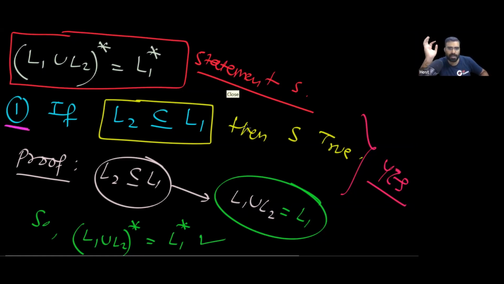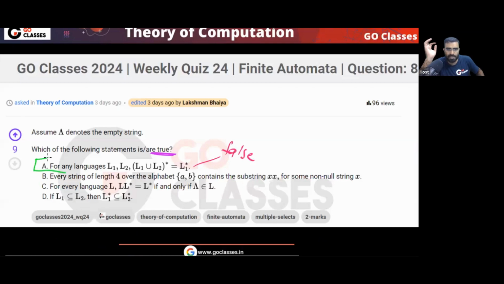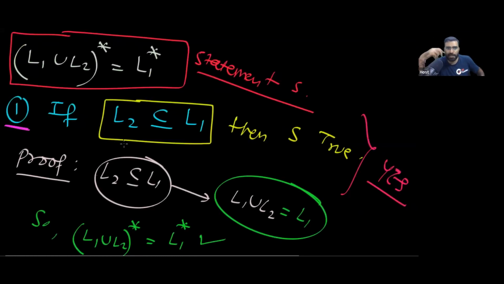This is the beauty of complete analysis. We have already solved this question. Option A is false. We have already done it. But now we are doing the complete analysis of this question. So tell me, did you understand this?